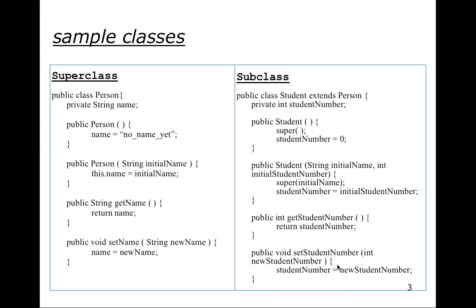In terms of the methods, if I said my student equals new student, I can go student.getName. I can call the method that belongs to person. That's part of student, because every student is also a person. So I get all this stuff as well as all this stuff, which means I don't have to repeat it. Would it be helpful to see it in an example?